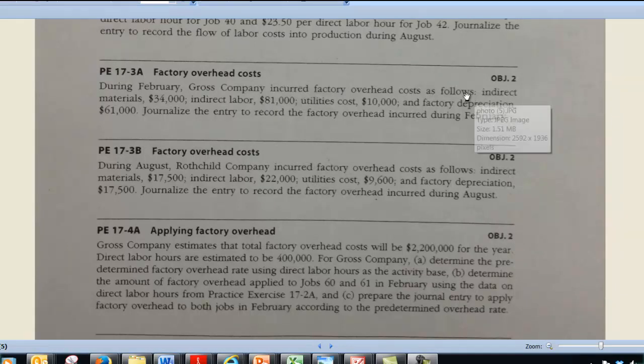We can see here a little information about the factory overhead costs that are incurred. These are the actual factory overhead costs. During February there were indirect materials of $34,000, $81,000 of indirect labor, utilities of $10,000, and factory depreciation of $61,000. Let's see what we would do in order to record this factory overhead that was actually incurred.